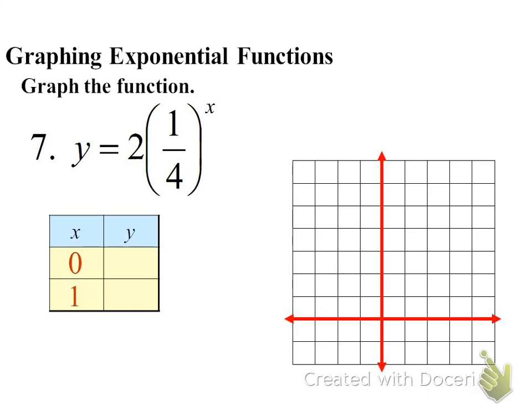So when you plug 0 in, you'd have 1/4 to the 0, which is 1, and then 1 times 2, which is 2. So your y-intercept, just like yesterday, is going to be at your a value, depending on transformations. Now, when you plug 1 in, you'd get 1/4, and then 2 times 1/4 is 1/2. So you can see that this one is going to slowly go down.